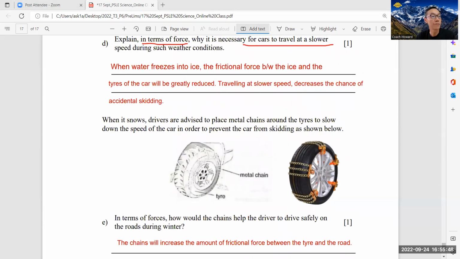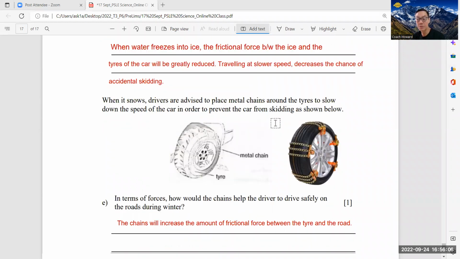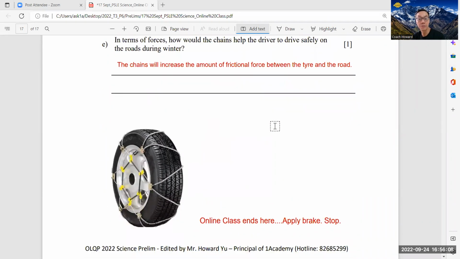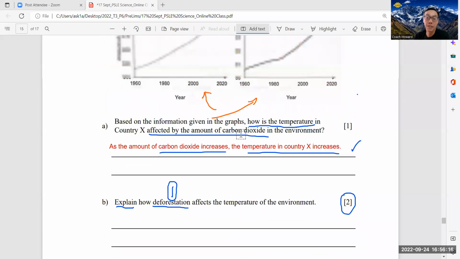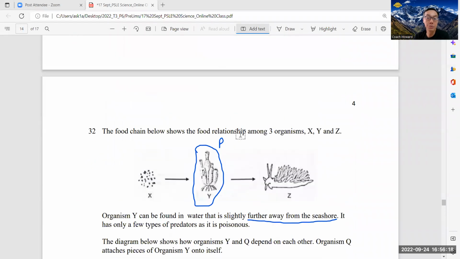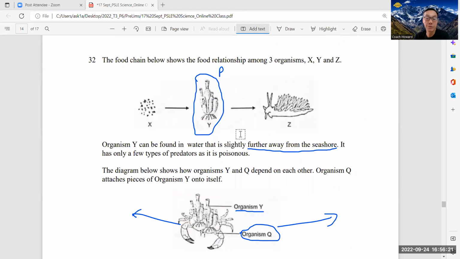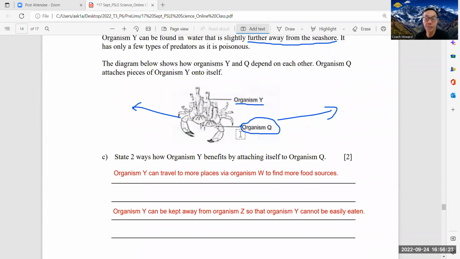I will send everyone this answer and the previous one. I've gone through this already. Online class, applying brakes, that was last week's question. Just a review, we stopped at question 32, which is here. So I continue today's lesson by explaining last week.